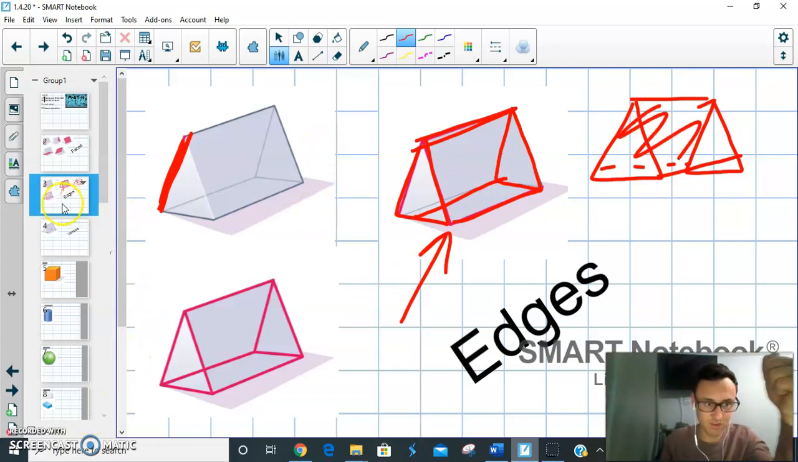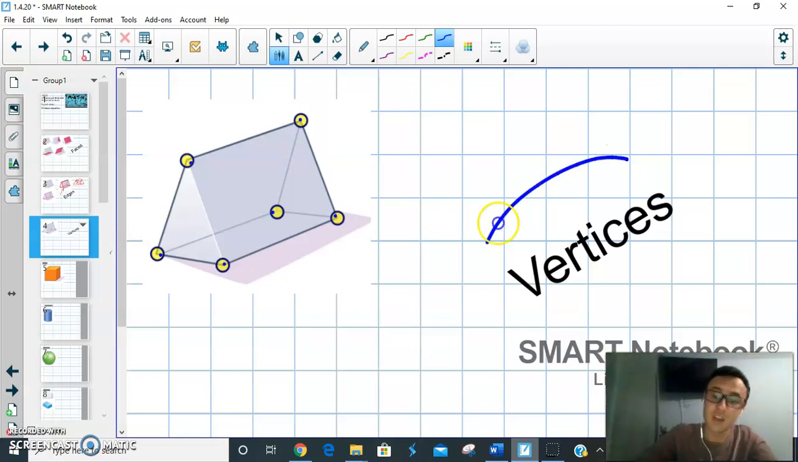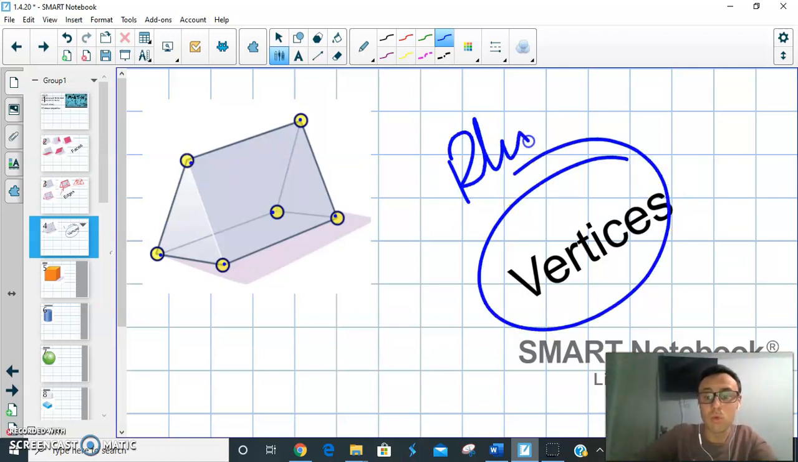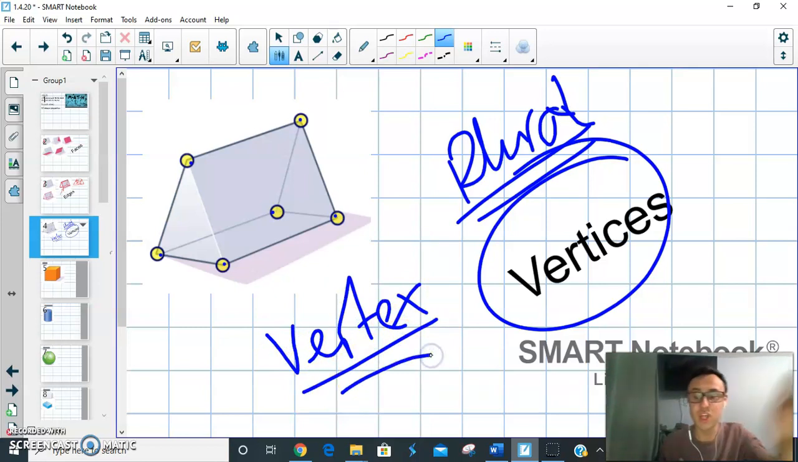Okay, so we've done faces, we've done edges, and then finally you've got vertices. Now vertices are just the points. Okay, it's the end or where two edges meet. Okay, so vertices are where two edges come together. It's the pointy parts, and again you have to be careful to make sure you count all the ones that you can't necessarily see. Now vertices is plural. Okay, so that means it's more than one. The singular, so just one, is called a vertex. Okay, and some shapes only have a vertex, they don't have vertices.